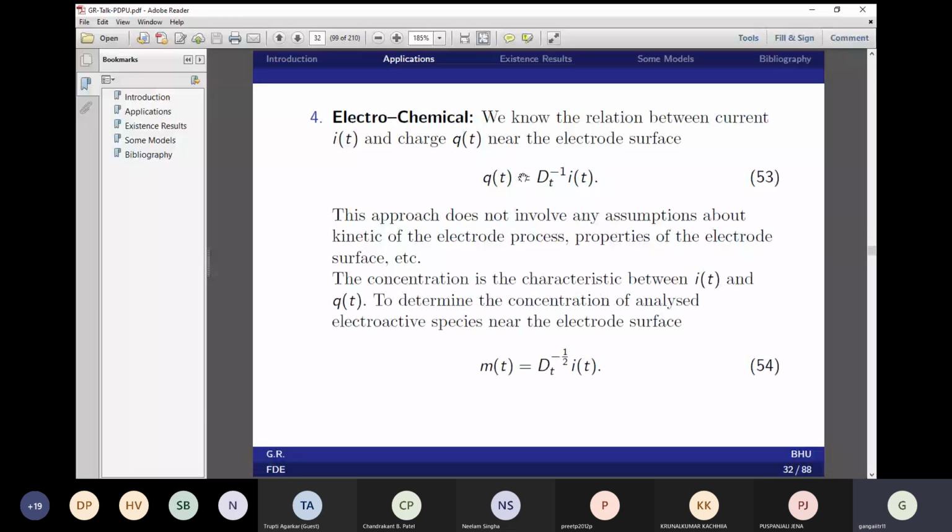To give the information about the kinetics of the electrode process and the properties of the electrode surface, we can use the fractional order differential equation. It means the relation between i(t) and q(t) can be used to determine the concentration of the analyzed electroactive species near the electrode surface. So it is very useful and very important to find the fractional calculus. It means we can use the fractional calculus in place of the integer order derivative. Okay.